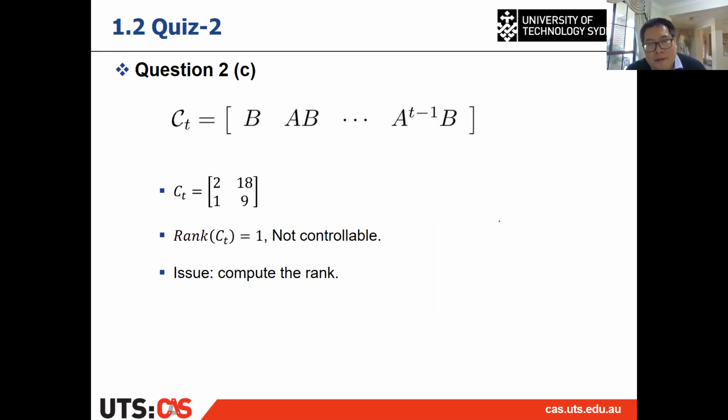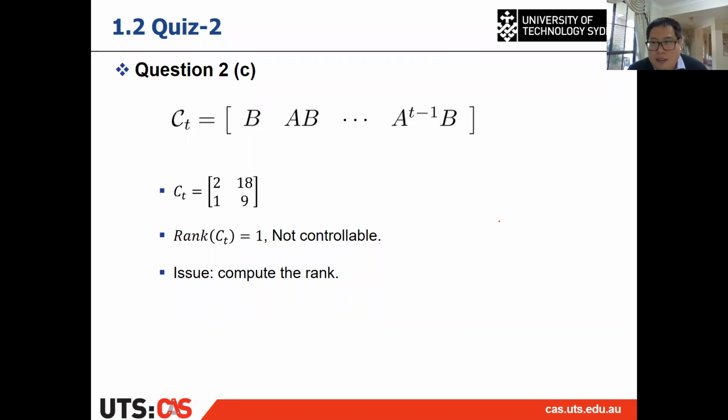And so in this case, to check if it is full rank or not, there are two ways, right? One is the mathematical way. You calculate the determinant. If the determinant is equal to 0, which means it is not full rank, which means it is not stable. No, sorry, it's not controllable, right?